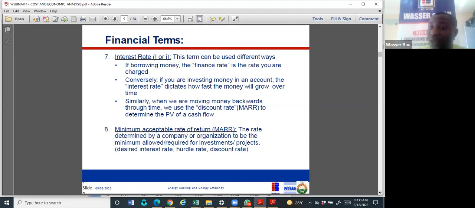And that is the rate that you are charging. So it means you are at the receiving end. Conversely, if you're investing money in an account, the interest rate indicates how fast the money will grow over time. But if you are borrowing money or you are moving money backward through time, you now use the discount rates. So that's why you always have to know what is the future value and what is the discounted value. Always remember that word. What is discounted value?